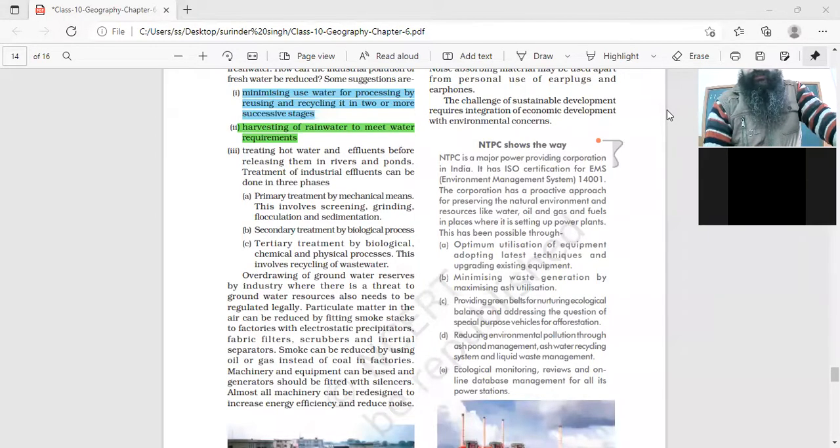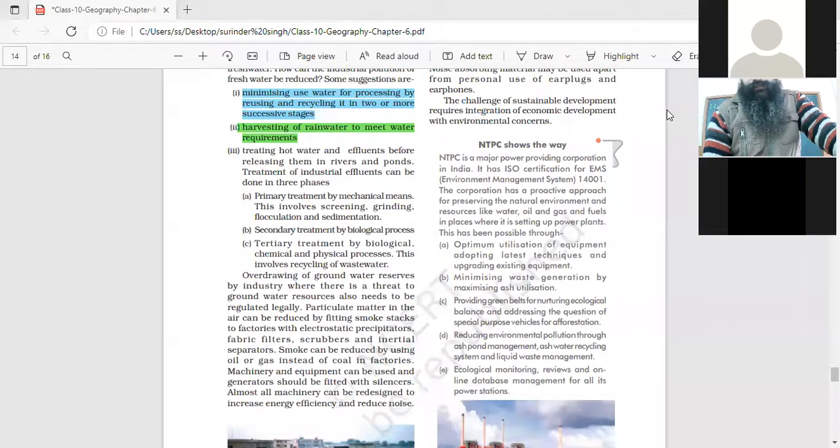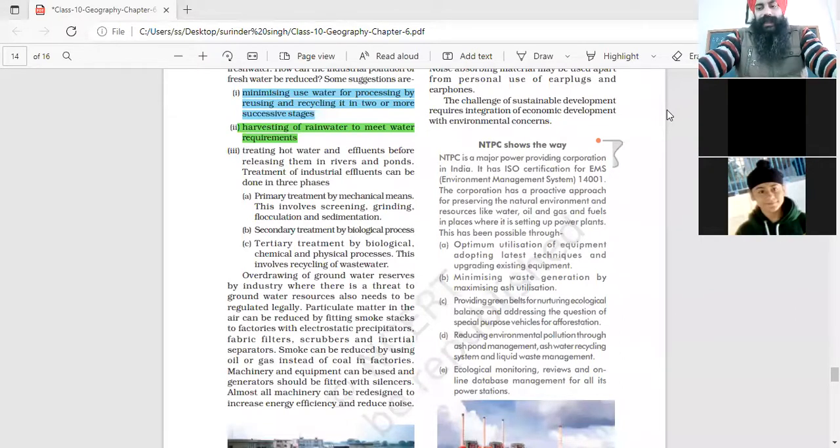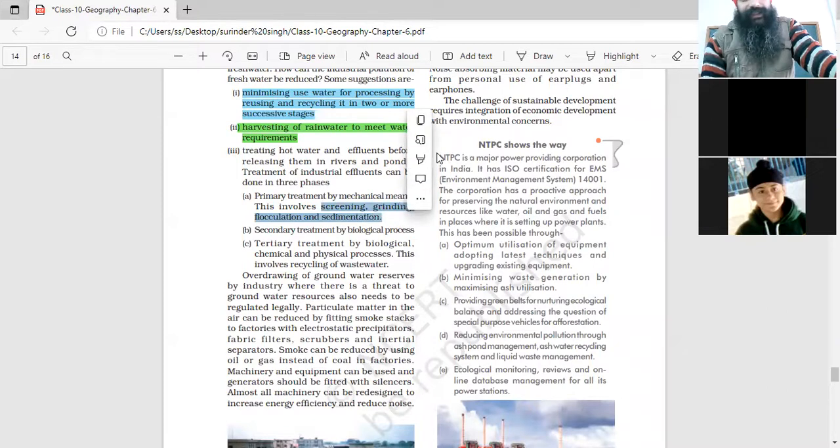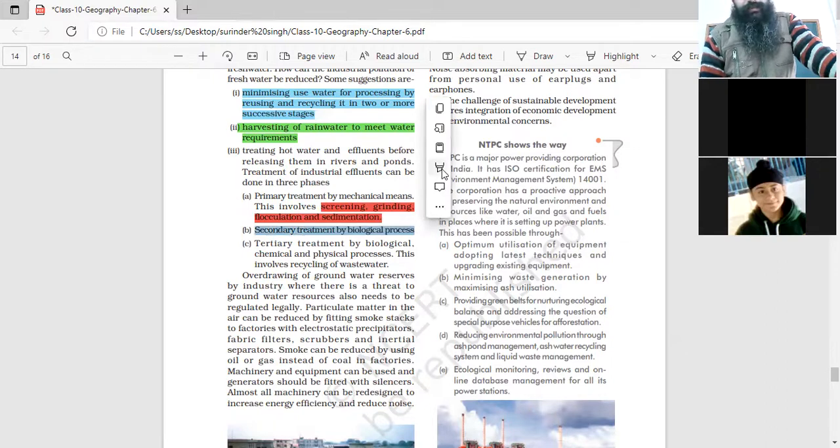Yes, Tanya? Sir, once more, please repeat these stages and the whole process. Treatment of industrial effluents can occur in three stages. First, the primary stage, which includes screening, grinding, flocculation, and sedimentation through mechanical means. Secondary stage is by biological processes.